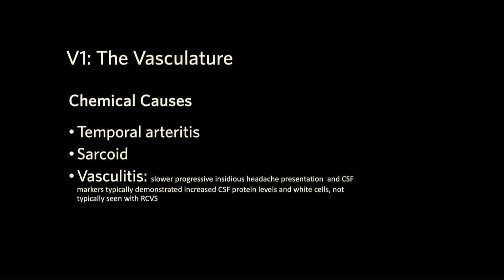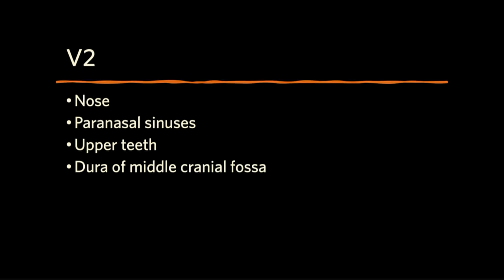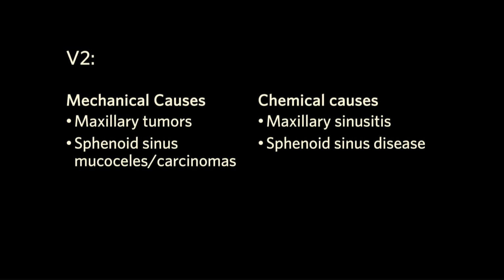Again, chemical causes, we're starting to get more of the cadence here. Any infection or inflammatory process can do that. So let's get into the V2: nose, paranasal sinuses, upper teeth, and I showed you the dura that's innervated by V2. Clearly mechanical causes, chemical causes. You hear the cadence now of this lecture, right? Think about stretching of the dura and irritation of the dura, stretching of nerves, irritation of nerves.